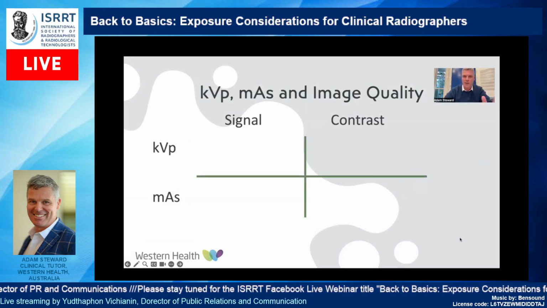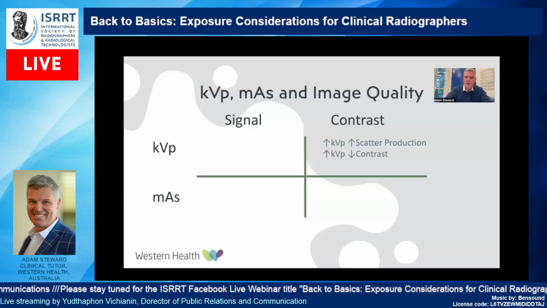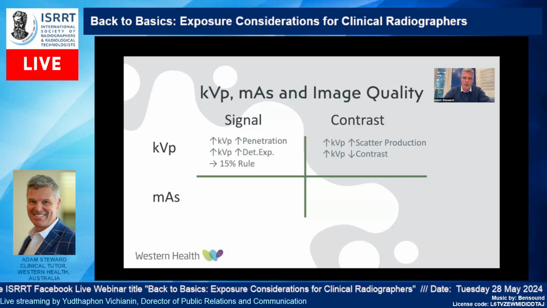Okay, so if we look at the kVp and mAs versus image quality, increasing kVp will increase the scatter production, and therefore reduce the contrast. But again, as I said, we take that with a grain of salt, because it's not going to have such an overwhelming impact at those subtle small changes like 15%. We may not see it quite so heavily as we once did. It's also going to increase the penetration, and therefore the 15% rule holds true.